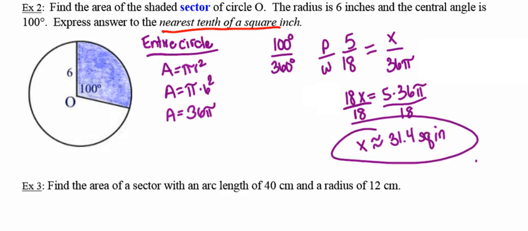Now, those two first examples looked at degree measure of the central angle. The last two examples are going to look at arc length, but our process is going to be exactly the same. We're still going to compare the part of the circle that we're working with to the whole circle, just in a slightly different context.